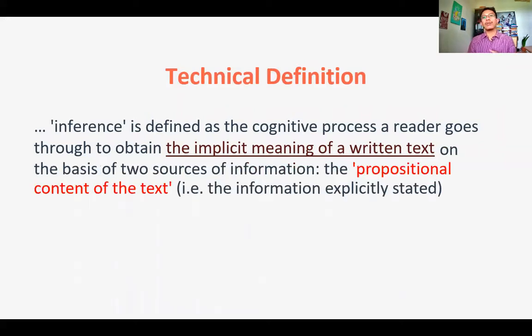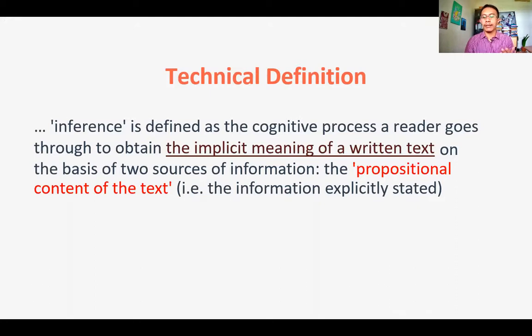First of all, we use two sources. The first one is the propositional content of the text. Anything that is in the text that might not be in the place where it is supposed to be, but it is in the text. If you read through a text, you can find information that will help you gain insight for the implicit meaning. So first of all, you need to use the text to understand the implicit meaning of certain things in the text.